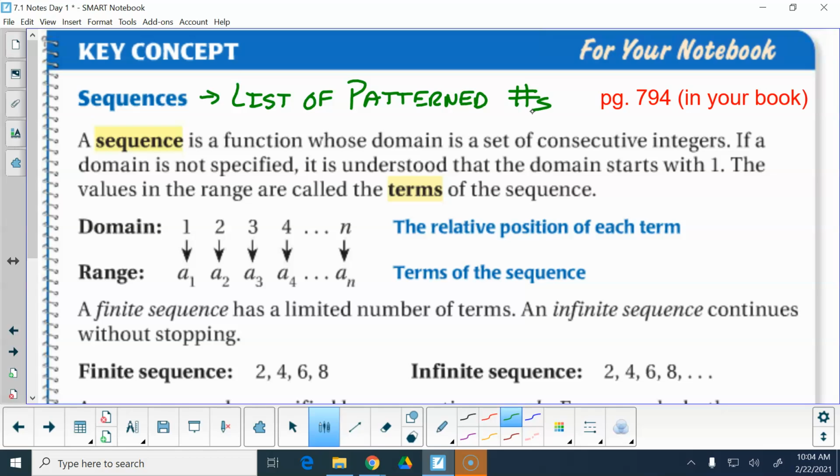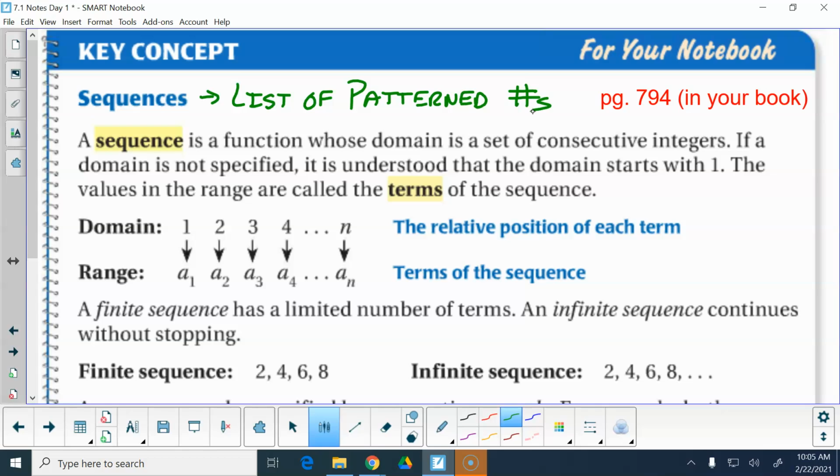1, 2, 3, 4, 5, 6, 7. That's a list of patterned numbers. We're always increasing by 1. 1, 4, 9, 16, 25, 36, 49. That's a list of patterned numbers. These are squares, it's the list of the squares. And there are many different possible lists.